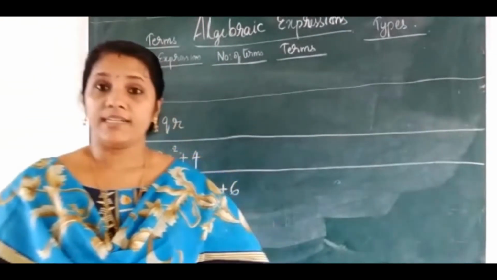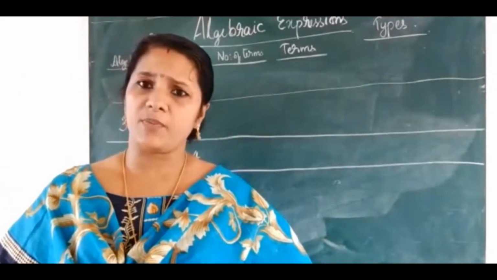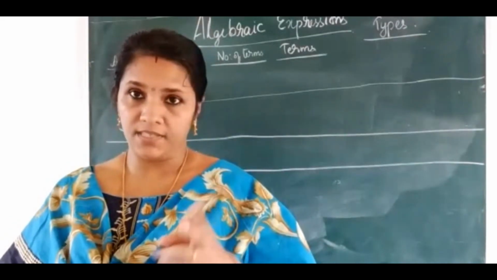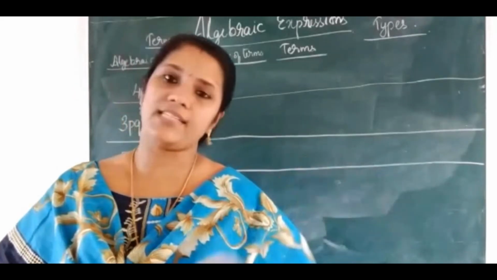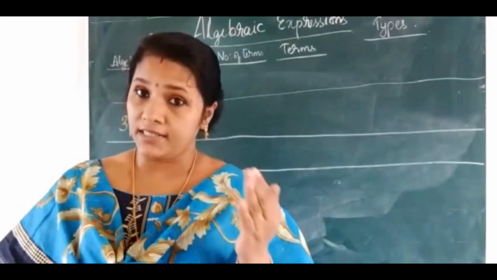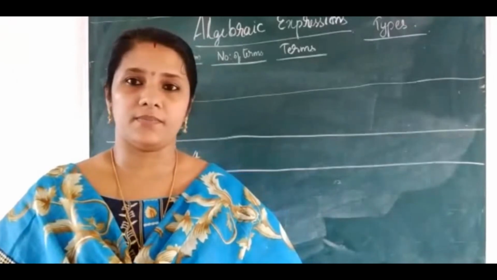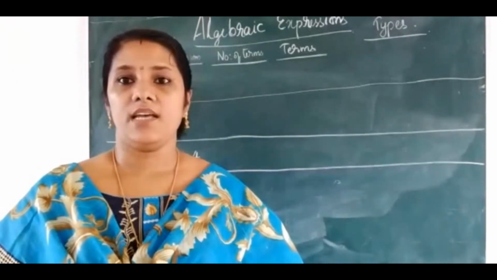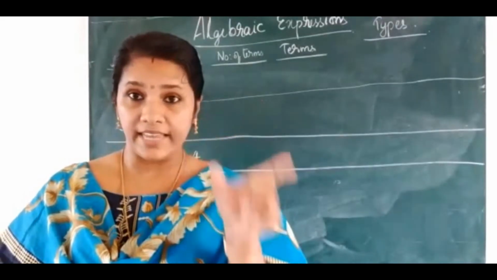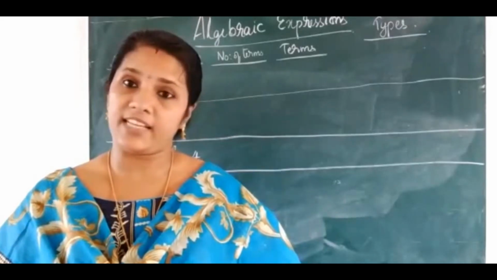Let's learn about the types of algebraic expression. For some algebraic expressions, there is only one term. For some, there are 2 terms, 3 terms, 4 terms, etc. And here, we are going to divide the algebraic expression based on the number of terms. We have learned about terms, and before that we have drawn a table for terms, number of terms for an algebraic expression also.